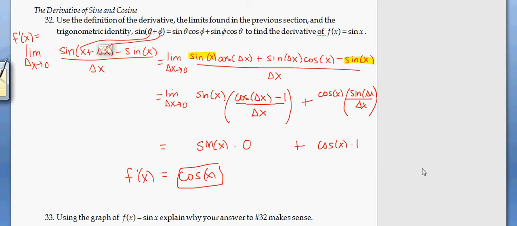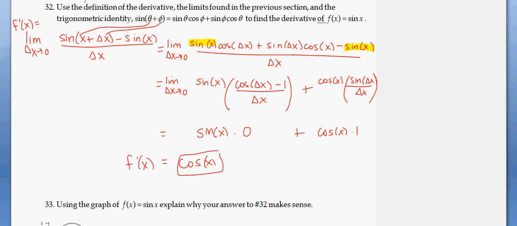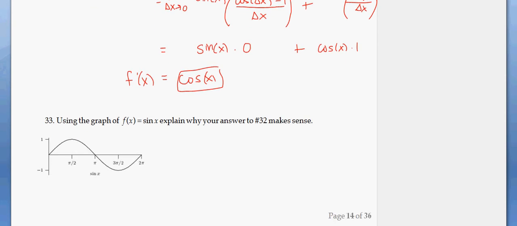So there you have it. And it took us a while to get there, and I certainly would never expect you to go through that on your own, but now that you know that fact, you can use it. So the derivative of sine is cosine.